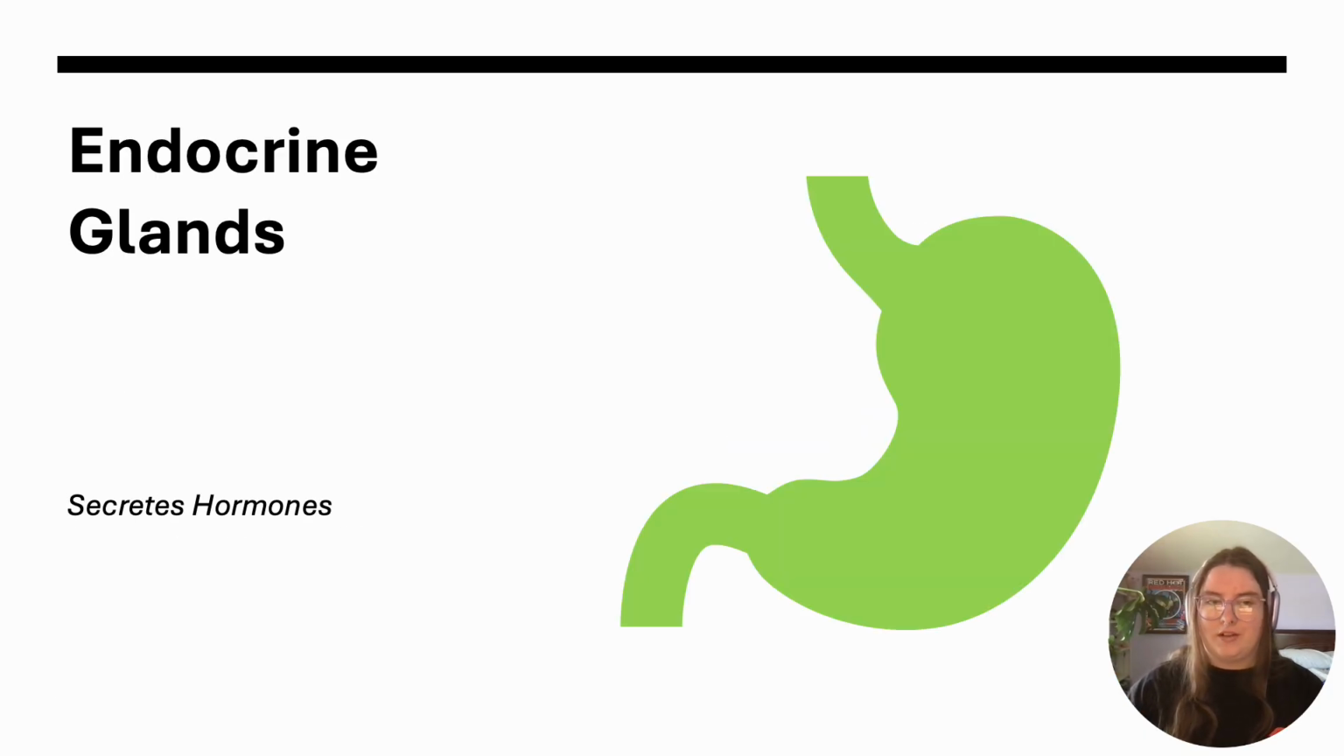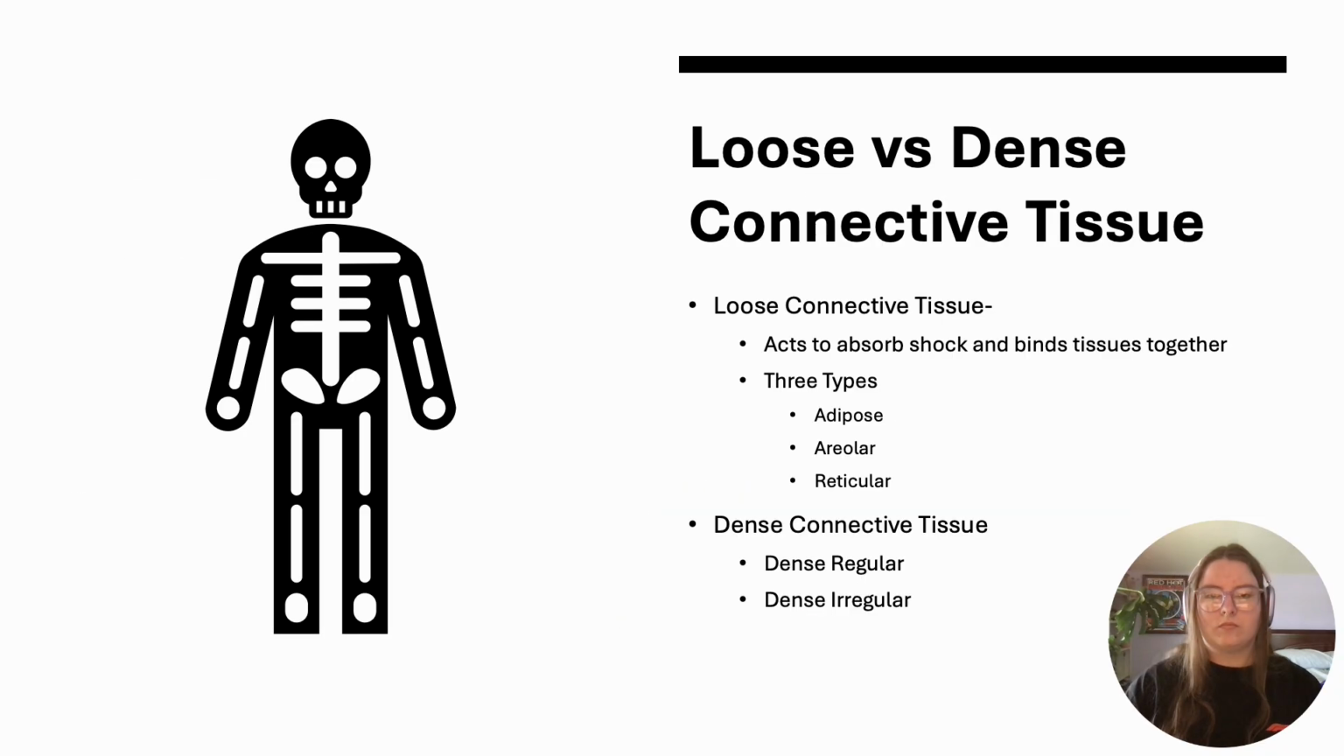Next, we have endocrine glands. They secrete hormones, but do not have ducts. Their hormones are secreted into the bloodstream and sent to target cells. These glands can be the adrenal glands, the ovaries, and the testes, but also the pancreas since it produces insulin.